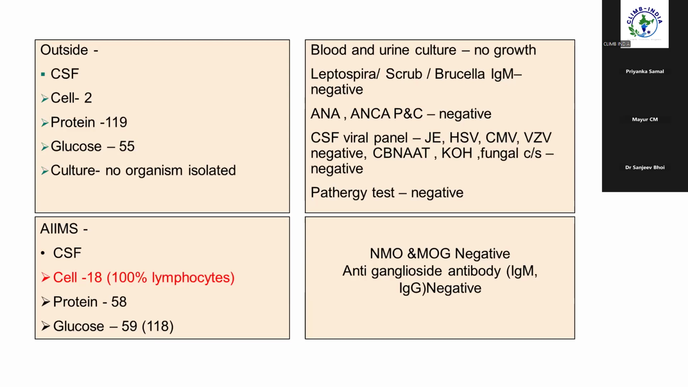Also, since the patient had multiple cranial neuropathies with quadriparesis, we had thought of GBS and its variants. So ganglioside antibodies were sent, and that also came out to be negative.